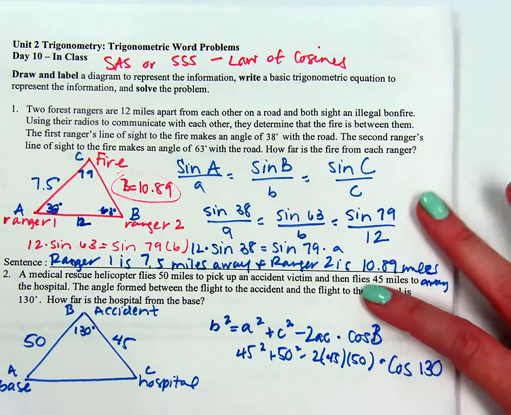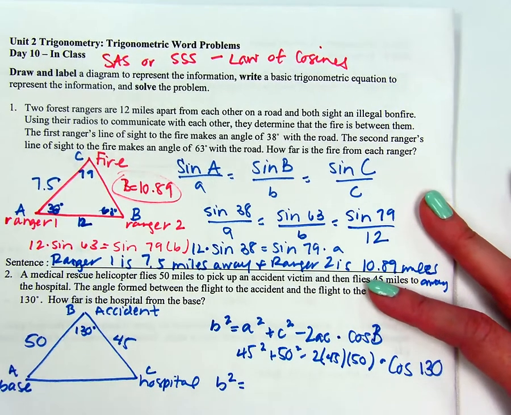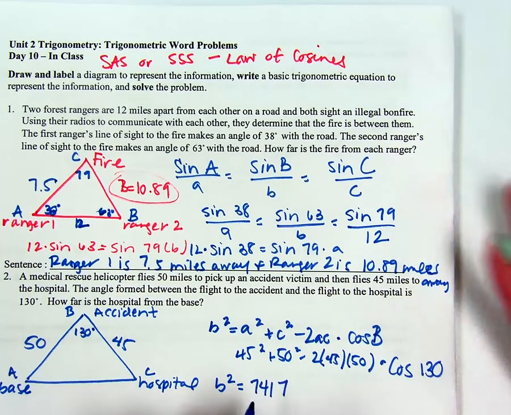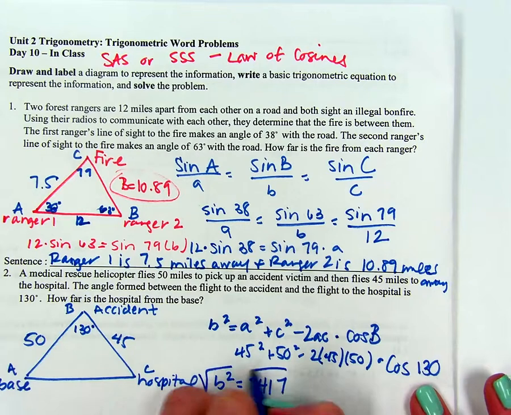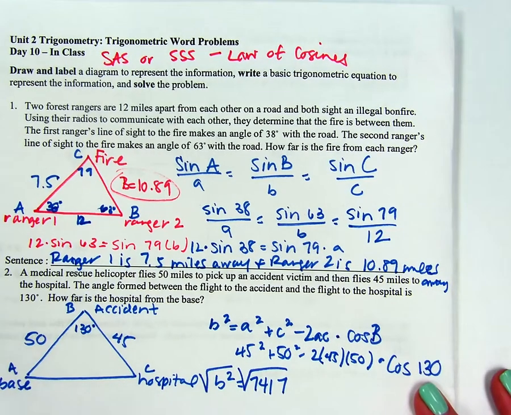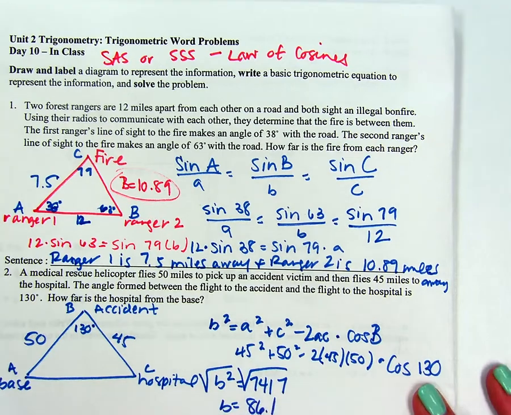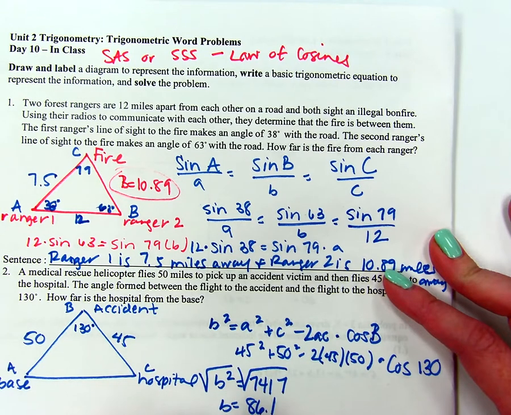You should end up with kind of a big number because it's going to be B squared. Your number should be something around 7,417. Because it's a B squared, we're going to take the square root of that, and we're going to get about 86.1 miles. So the answer is the hospital is 86.1 miles from the base.